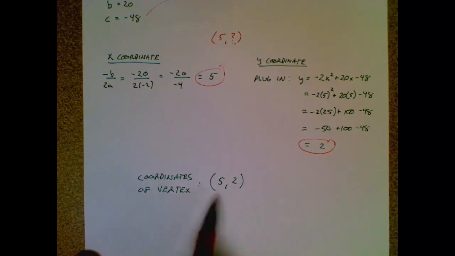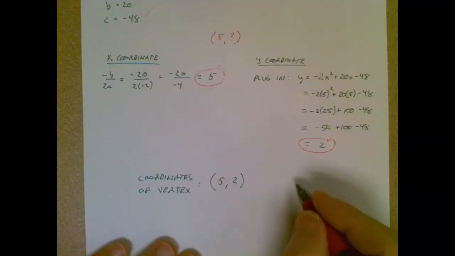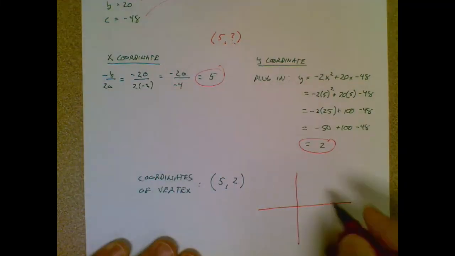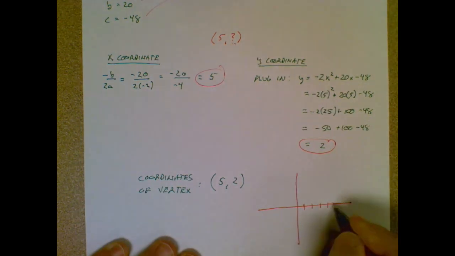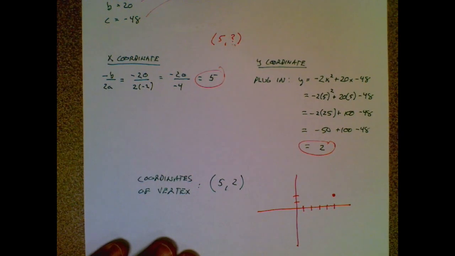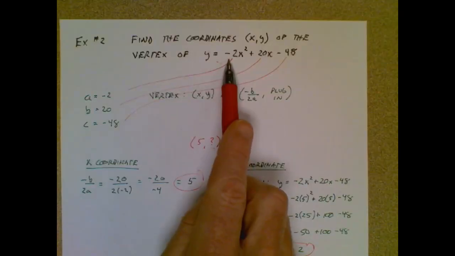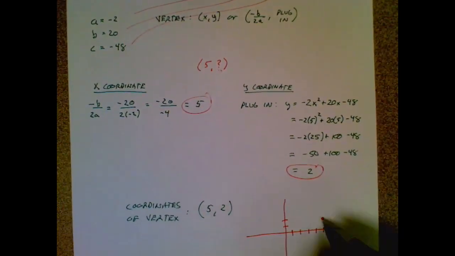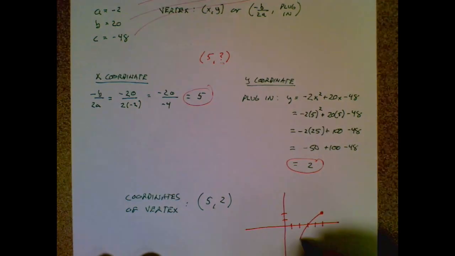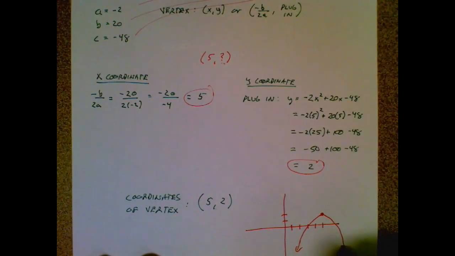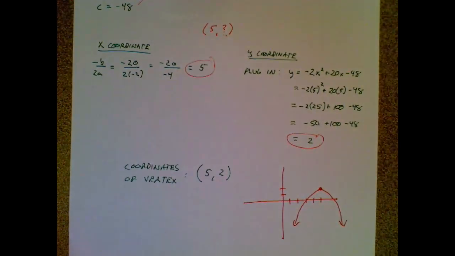I put them together, and I know the graph will have the vertex of the parabola at 5, 2. There it is. If I go back to the original equation, by the way, I see that it's a negative a, which means it's opening downward. So now I know my graph probably looks something like that. That's the show.